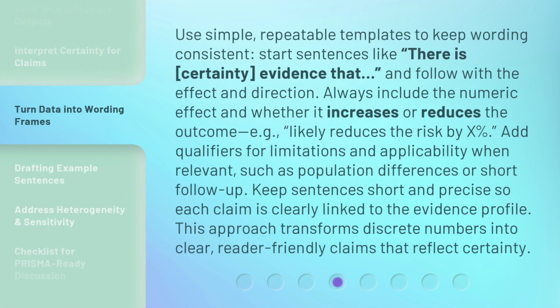Use simple, repeatable templates to keep wording consistent. Start sentences like, "There is certainty evidence that," and follow with the effect and direction. Always include the numeric effect and whether it increases or reduces the outcome, e.g., likely reduces the risk by X%. Add qualifiers for limitations and applicability when relevant, such as population differences or short follow-up.